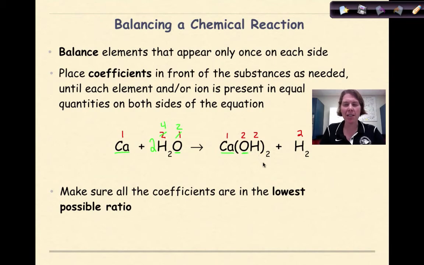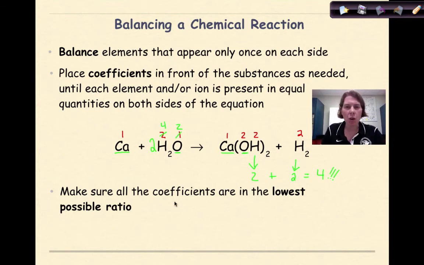I'm going to go over to my product side and I'm going to say, well, this 2 distributed to this hydrogen, so that means there's 2 hydrogens here. And hey, look, I have 2 hydrogens as part of my diatomic, so 2 plus 2 gives me 4. Yay! So now I could say 1 calcium, 2 oxygens, 2 oxygens, 4 hydrogens total over here, 4 hydrogens total over here. We're balanced. We're good.